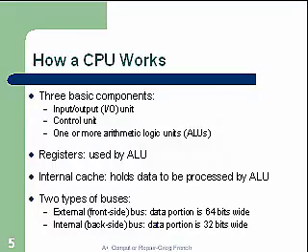How a CPU works. Three basic components of the CPU: input-output, control unit, and one or more arithmetic logic units, which is the ALU. We'll be referring to that acronym a lot. Registers used by ALU. Internal cache holds data to be processed by the ALU. The internal cache of the CPU is going to be something we're going to see as a very important performance factor.